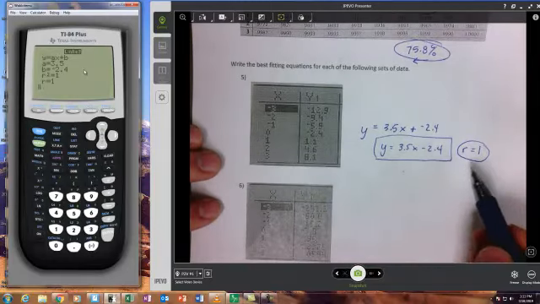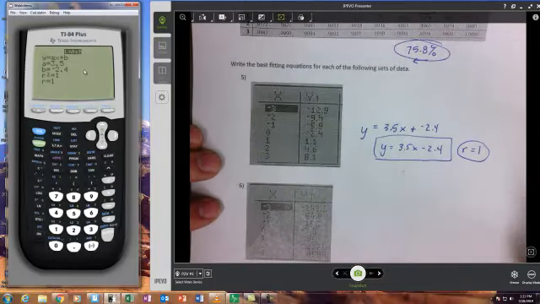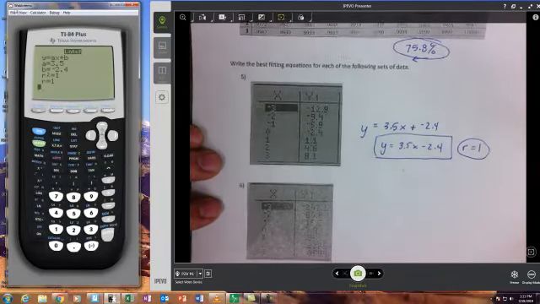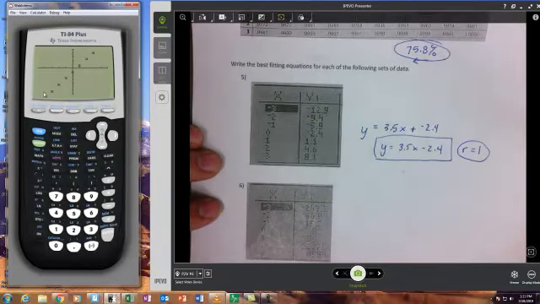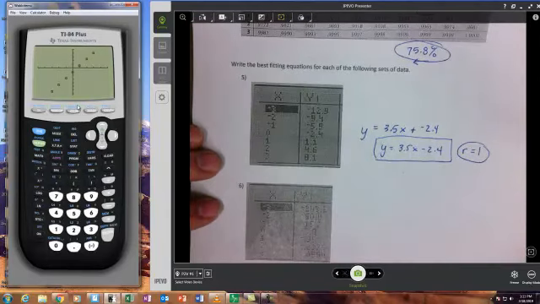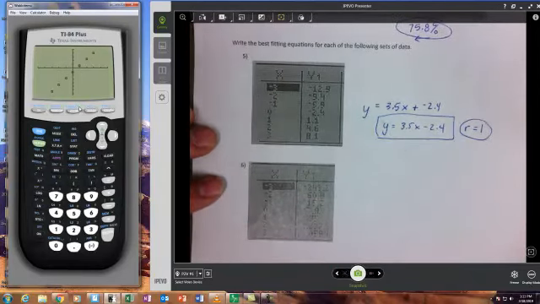Sometimes you'll notice that the r value is negative. If the r value is negative, it doesn't mean it doesn't fit. It just means that it's a downward trending line. Again, if we went back to our graph here, this is coming upward, so it would be a positive r value. If it was going downward, it would be a negative r value. What we are worried about is how close it is to 1, or in the negative case, how close it is to negative 1.